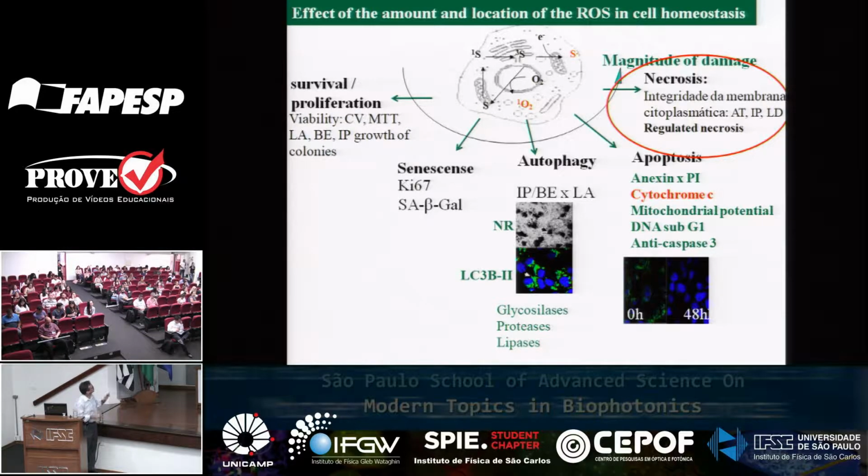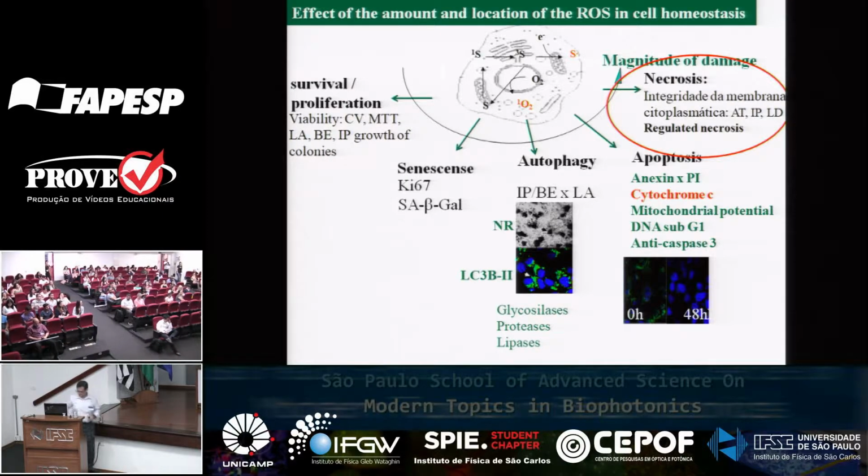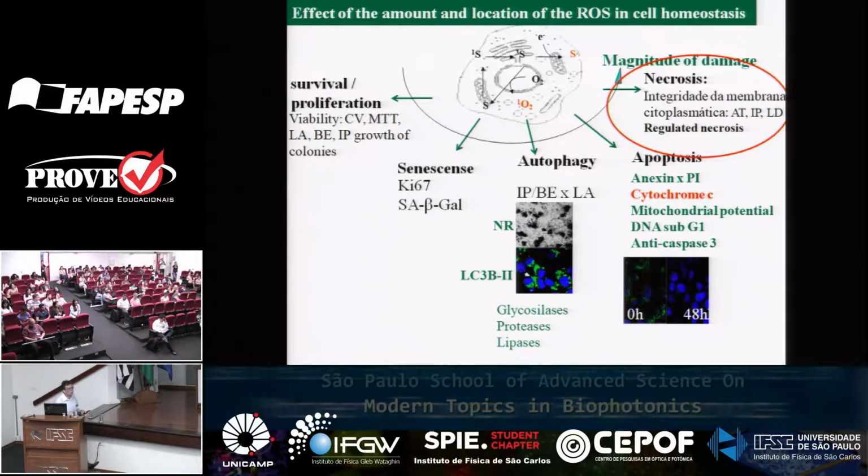Okay, so what do we want to do in the lab? We want to damage certain parts of the cell so that we can control where the cell goes. If it survives, it goes senescence. If it kills by autophagy, if it kills by apoptosis, or if it goes for necrosis, okay? This is the part of the lab, that's what we do. And how do we control this? By controlling where these photosensitizers are located inside the cell.